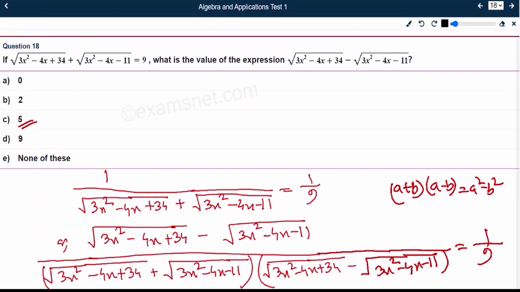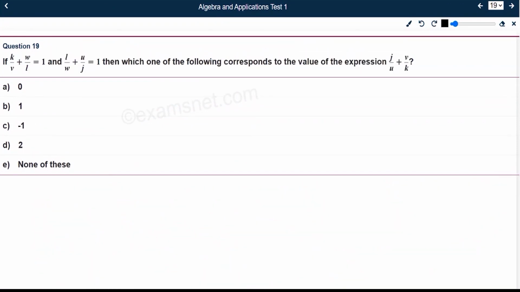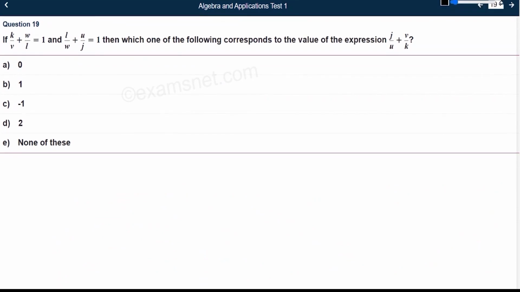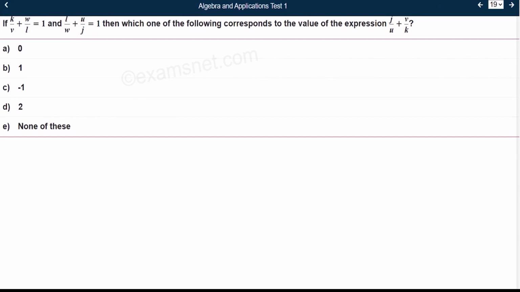Now let's move towards the next sum. Question number 19. If k by v plus w by l equals 1 and l by w plus u by j equals 1, then which of the following corresponds to the value of the expression j by u plus v by k? Okay, now let's start with the solution steps.